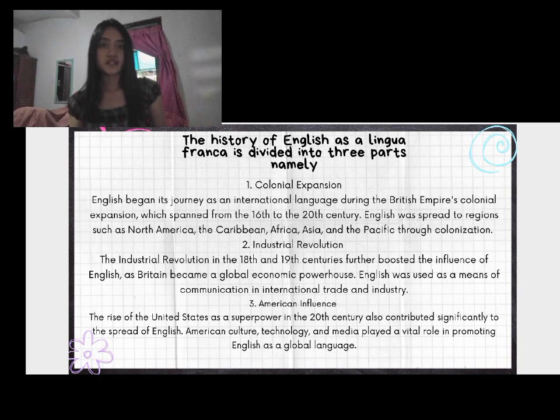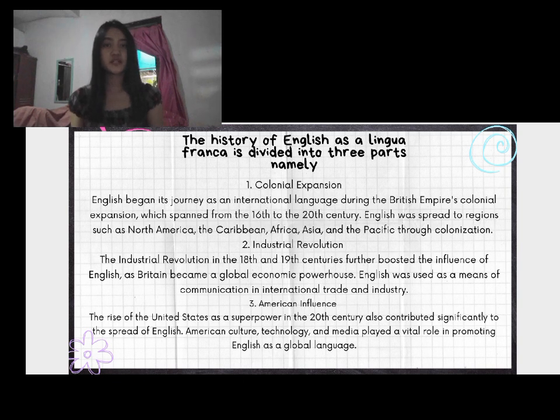The next one is economic and educational opportunity. English proficiency became a key factor in accessing economic opportunities and higher education, leading to its widespread adoption as a second language in many countries.